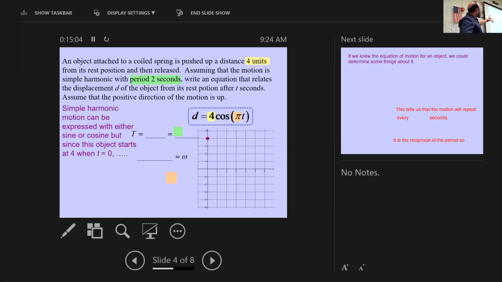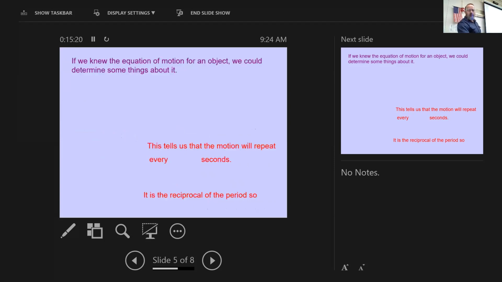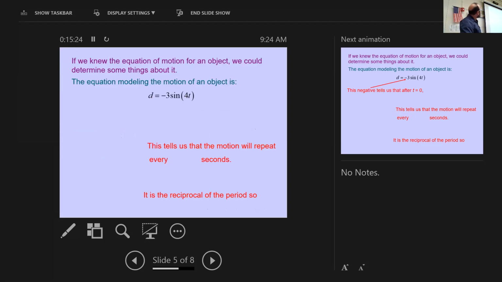Anyway, it should be 4 cosine pi t, and a couple of those things got orphaned when I changed something into Google Slides, I believe. But this t right here is supposed to say 2 seconds, and it showed that cross multiplication. So anyway, I wish this worked a little bit better, but it didn't.